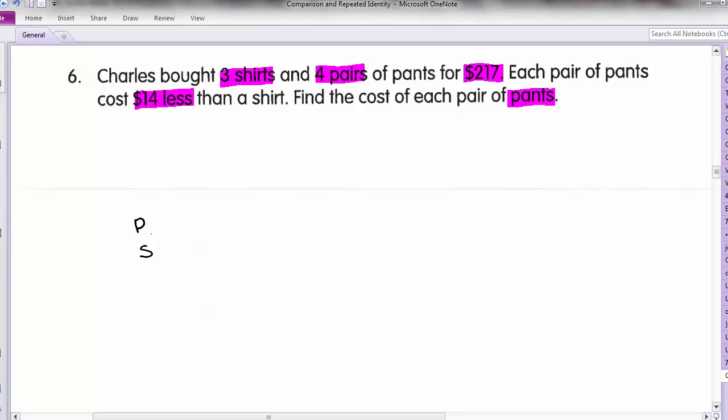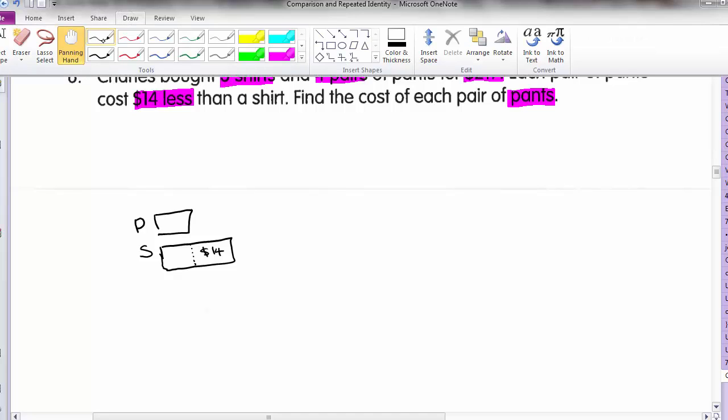Now, in another way of looking at it, which one costs more, pants or shirt? So pants costs less than a shirt. So which means my pants bar is shorter than my shirt. How much less? $14. Now I'm not going to draw my 14 outside. I'm going to draw it inside. So I need you to see pants and shirt. Pants cost $14 less than my shirt. In other words, my shirt costs $14 more than my pants. If I have $1 less than you, it means that you have $1 more than me. They are just opposites. Okay, so I hope you can see this.